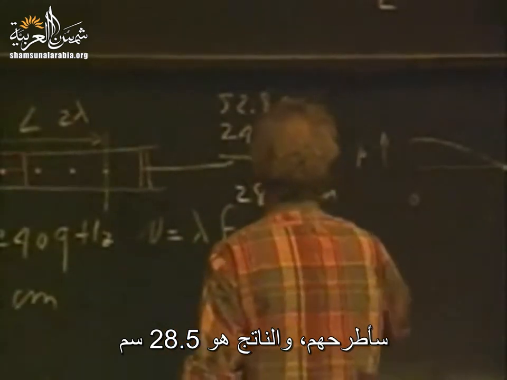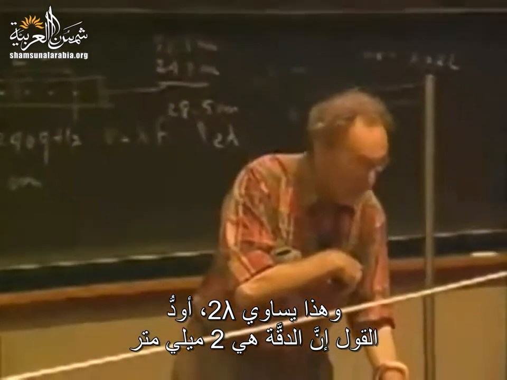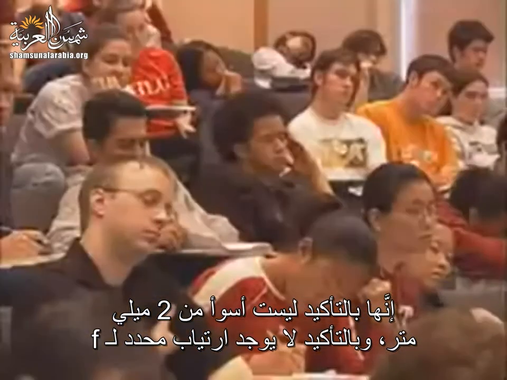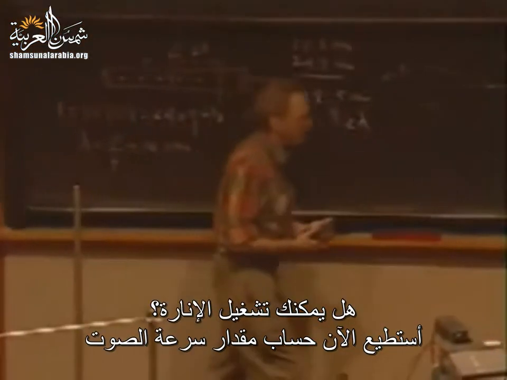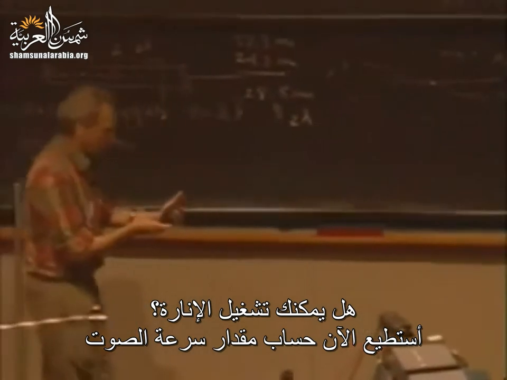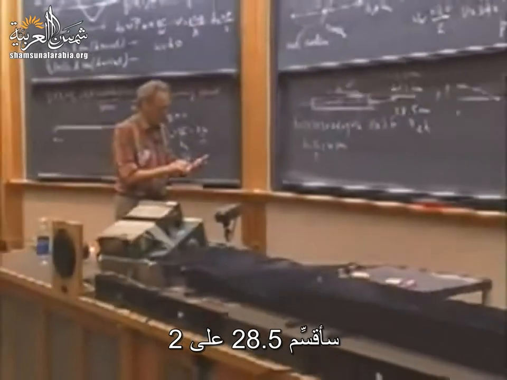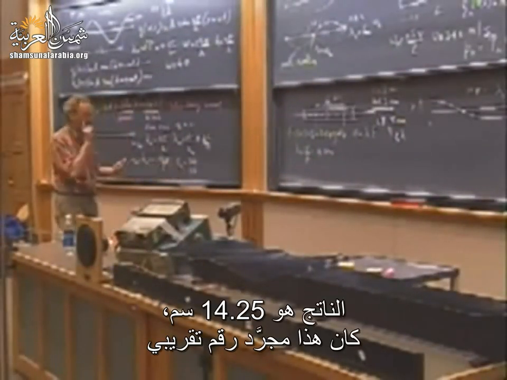So I subtract them, that is 28.5 centimeters, and this is 2 lambda. And I know this really to, I would say, a millimeter. Certainly no worse than 2 millimeters. And there is no uncertainty for sure in the f. If you can give me the light back. So I can now calculate what the velocity of sound is. That is 28.5. I divide that by 2. That gives me 14.25 centimeters.